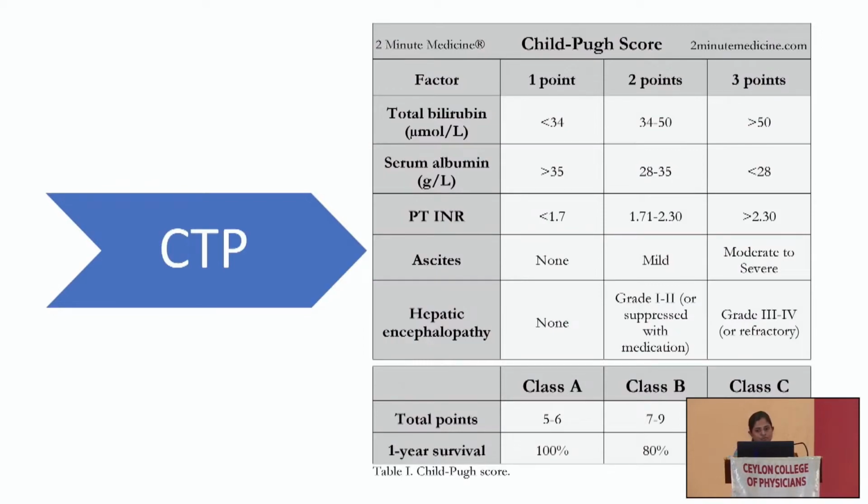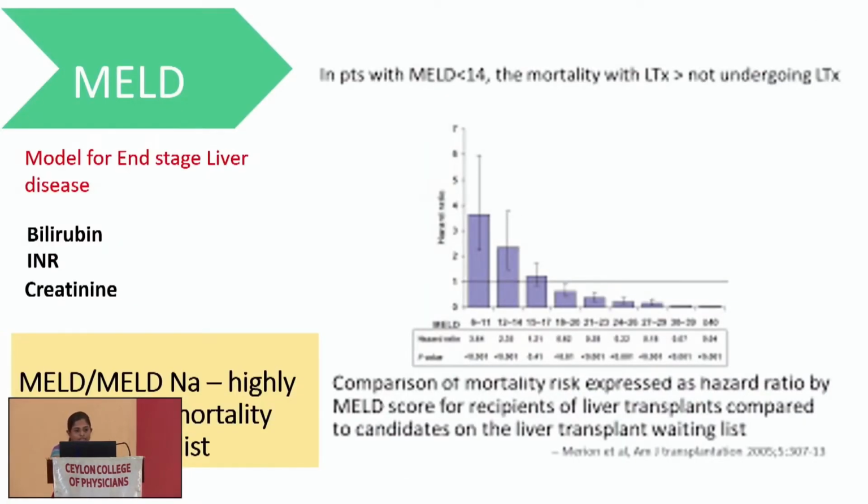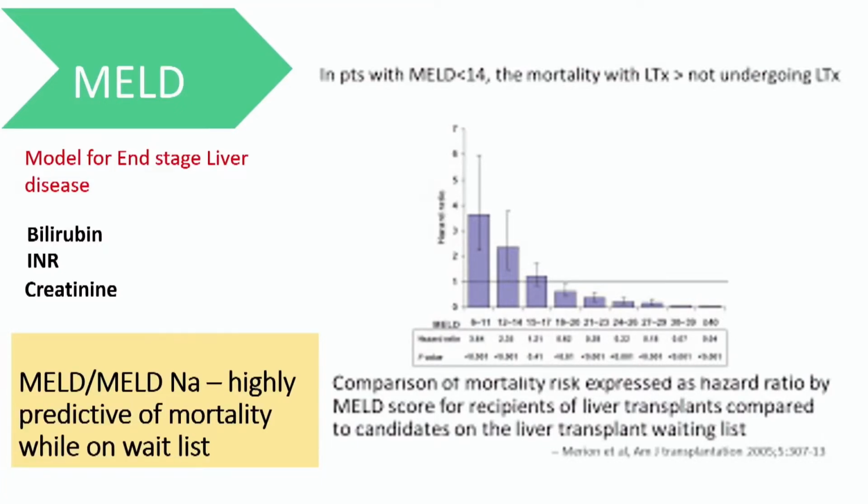We do have objective scores to tell us which patients will need a liver transplantation, that is, how urgently the transplantation is necessary. That is based on the Child-Pugh score, and there is also the MELD score. Compared to the Child-Pugh score, the MELD score has higher predictive value for mortality, which is based on bilirubin, INR, and creatinine. This graph illustrates that if the patient has a MELD score more than 15, they have the highest mortality risk if the liver transplantation has not been undertaken.